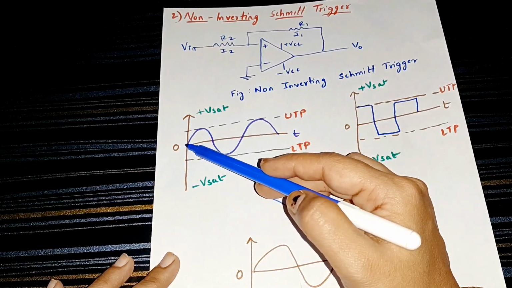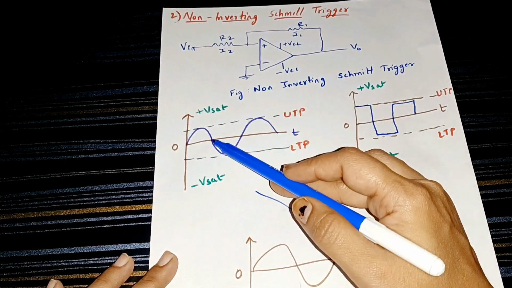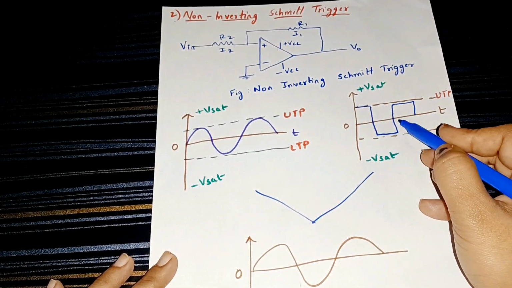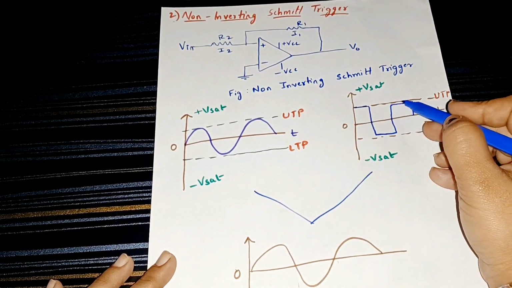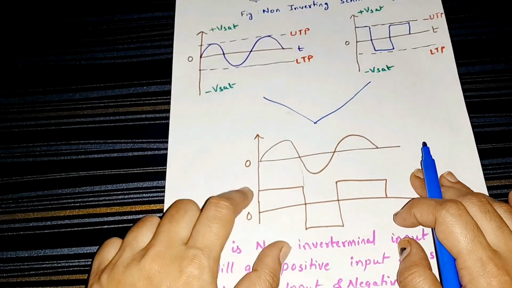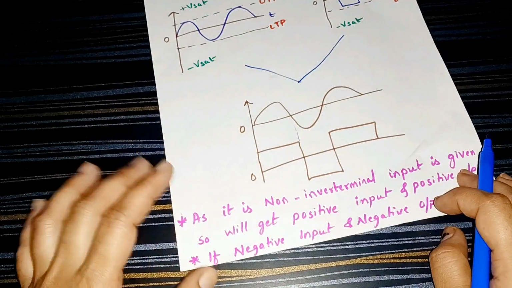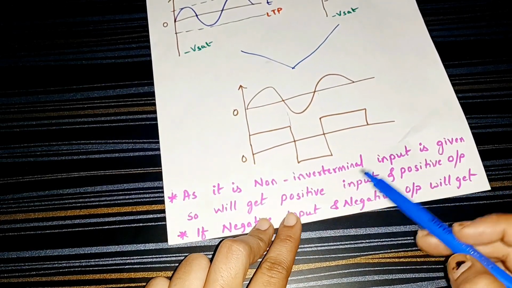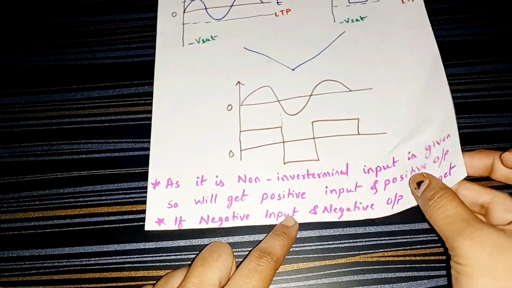When the sine wave is positive, we get the output also positive. When the sine wave is negative, that is at the lower triggering point, the output is also at the lower triggering point. When the sine wave is again at UTP, the output will be at UTP only. So we can say when the sine wave is positive, we get positive output, and when the sine wave is negative, we get negative output. As it is a non-inverting terminal input, positive input will give positive output, and negative input will give negative output.